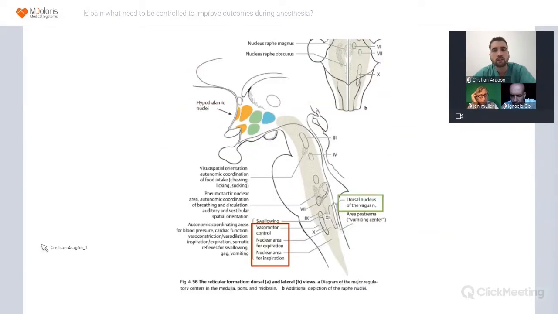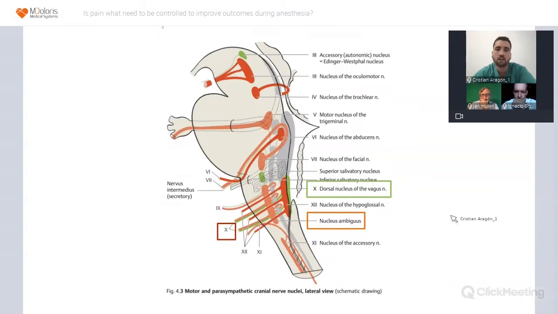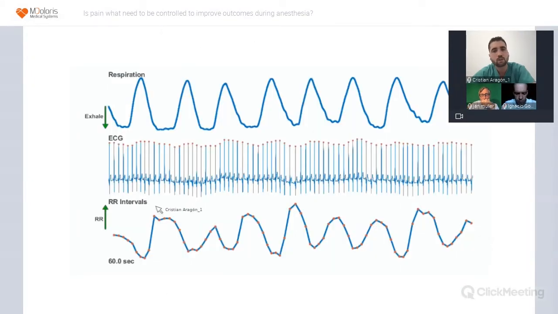This mechanism is mediated by the relationship between the pneumotaxic nuclei on the reticular formation in the brainstem and with the nucleus ambiguus and with the dorsal nucleus of the vagus. Both nuclei form the vagus nerve that regulates the heart rate in the sinus node. So, as I said before, during inspiration, the heart rate variability decreases, and in expiration, the heart rate variability increases.